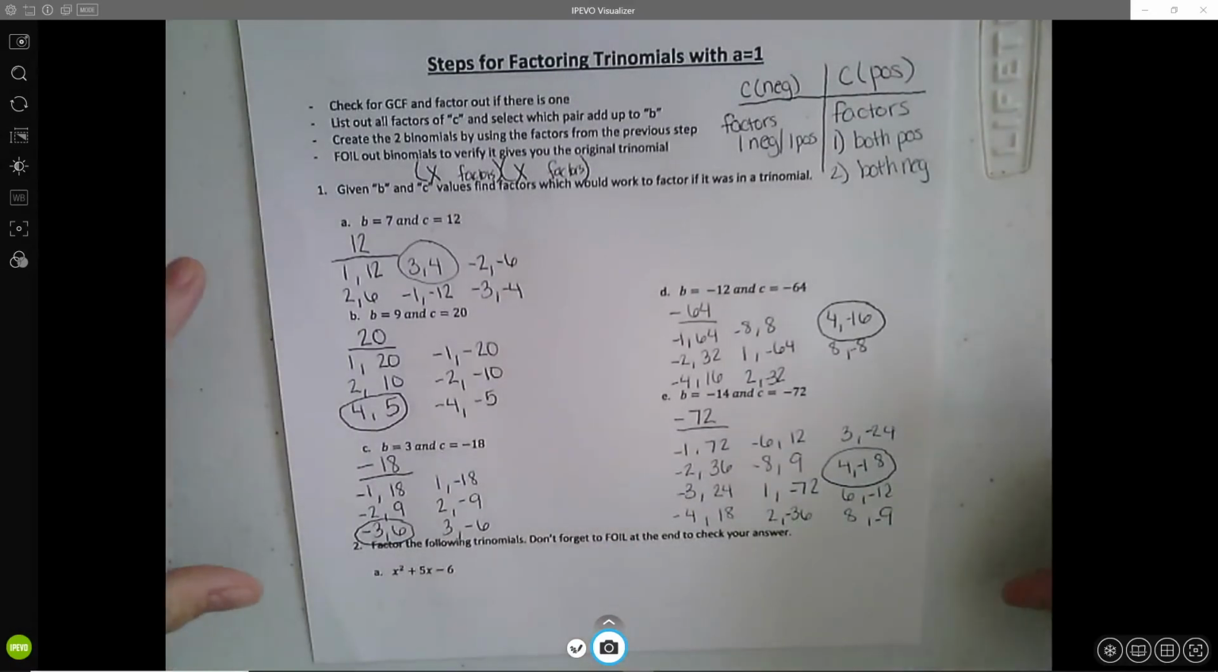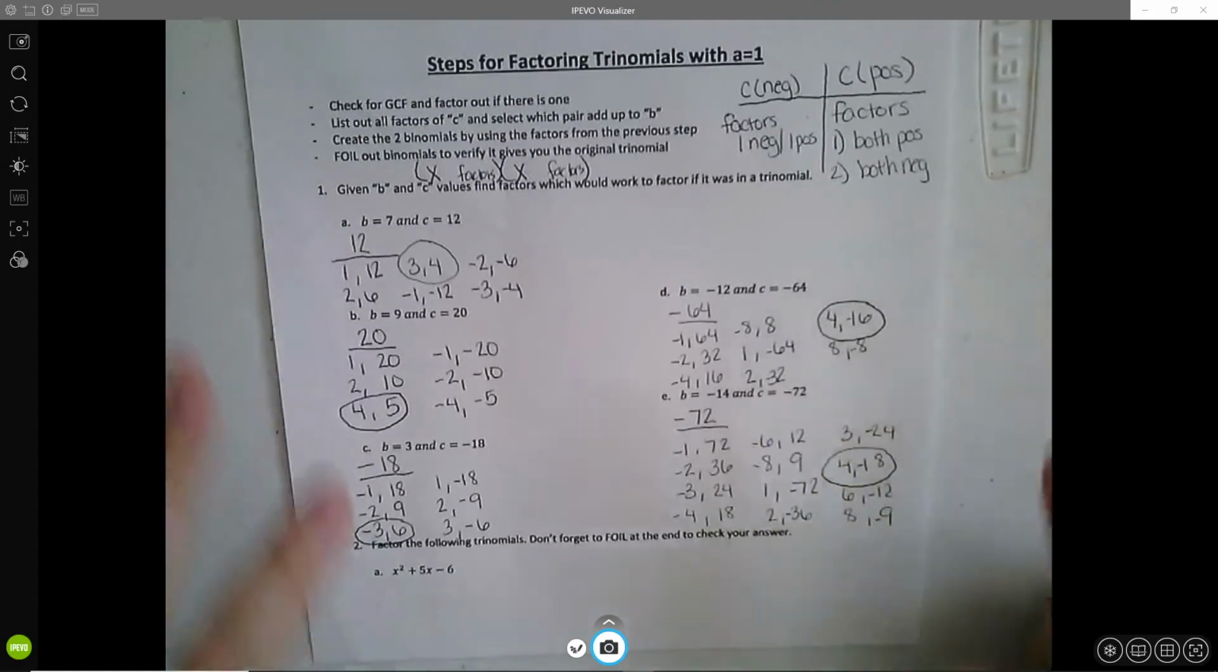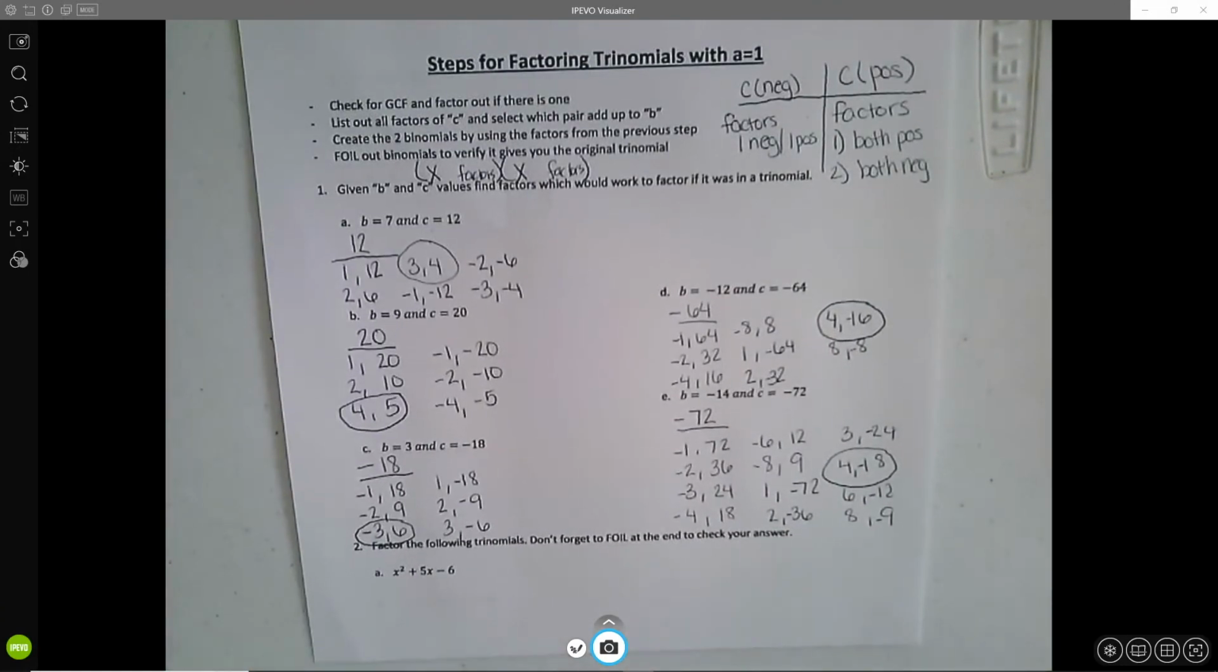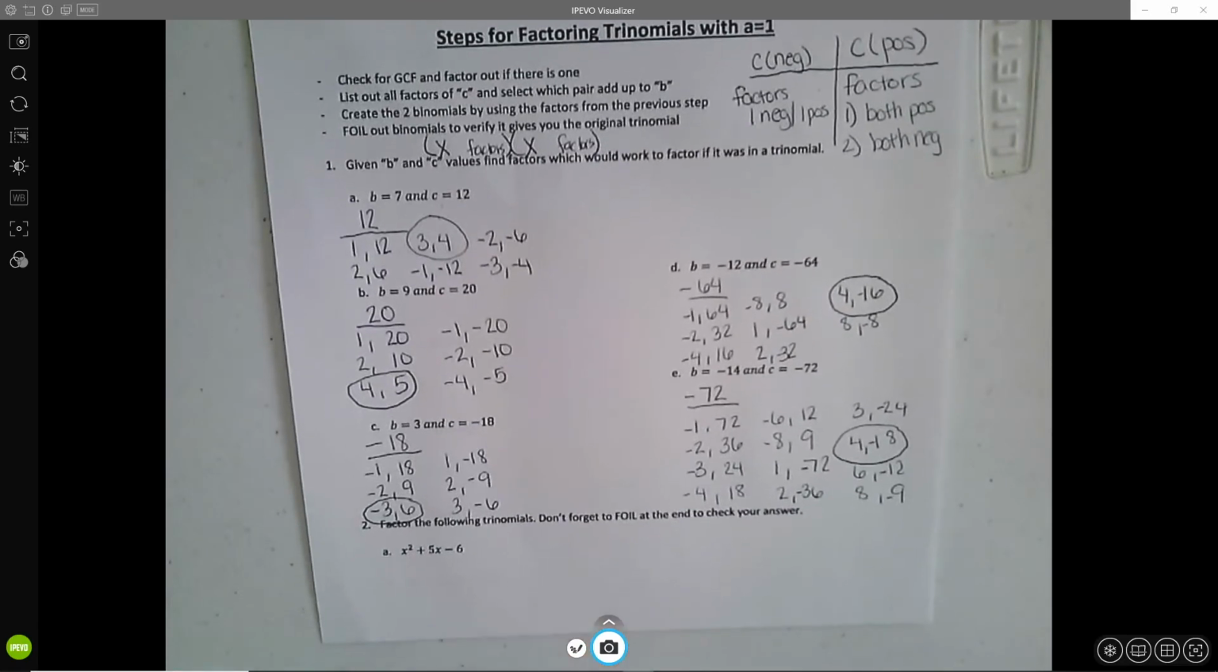Okay, if you can do this first step in 1, everything down here in 2 is just writing it in its proper form. Step 1, this example 1, is basically the whole process. Okay, you can do that. You have everything down here for doing step 2. So here in example 2, we're going to factor the following trinomials. Don't forget to FOIL at the end to check your answer.